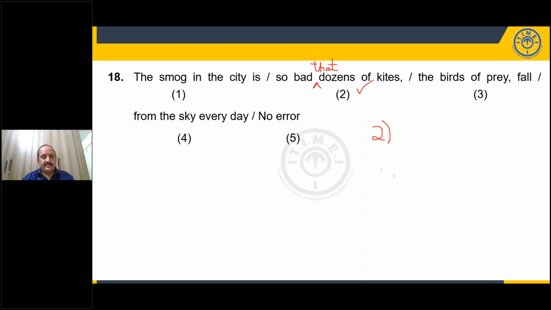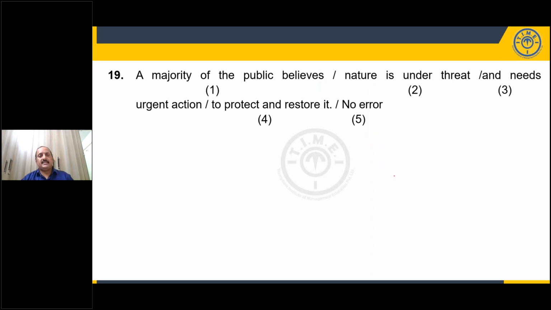Good. And lastly, the 19th one in this set: a majority of the public believes nature is under threat and needs urgent action to protect and restore it. Okay, so people feel that nature is under a threat or under a problem. Therefore, nature needs urgent action to protect and bring it back to its original glory. So let's check each part now. A majority of the public believes.